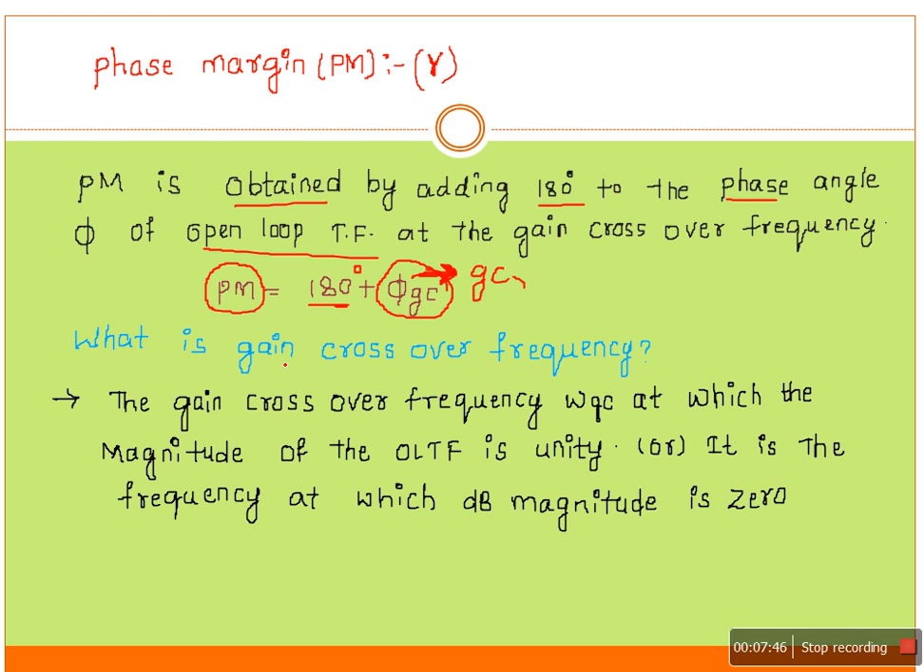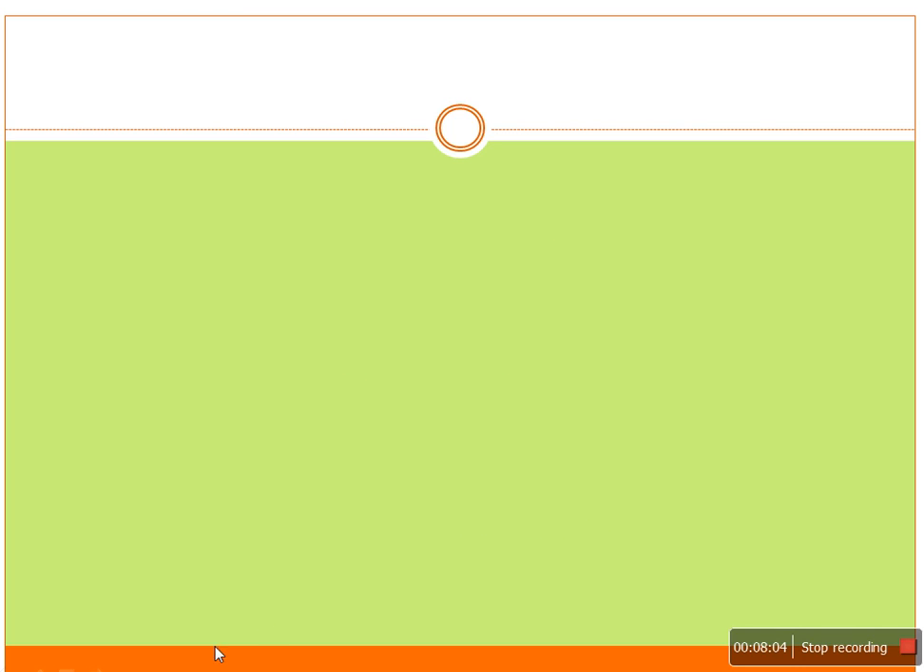Then what is gain crossover frequency? The gain crossover frequency is the frequency at which the magnitude of the open loop transfer function is equal to unity, or it is the frequency at which the dB magnitude is equal to 0. So I am taking some example in order to make the concept clear. For example, in order to calculate the phase margin, we need 180 degrees plus the phase of the open loop transfer function at gain crossover frequency.